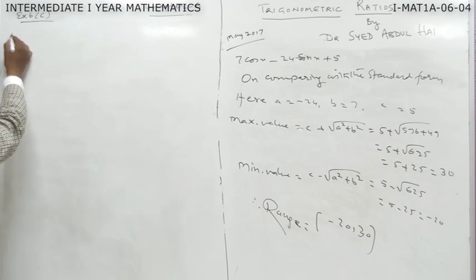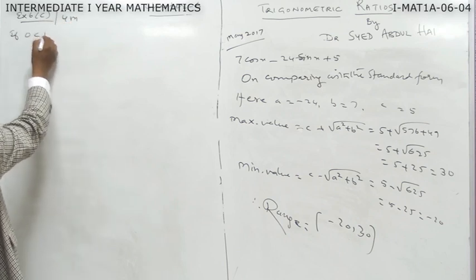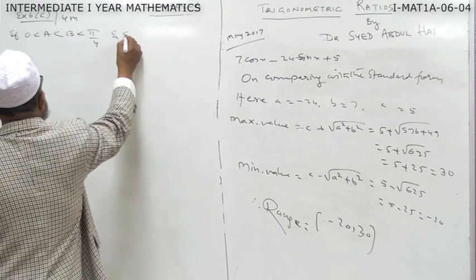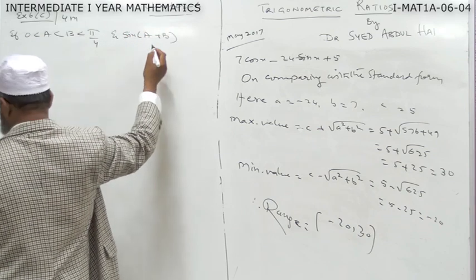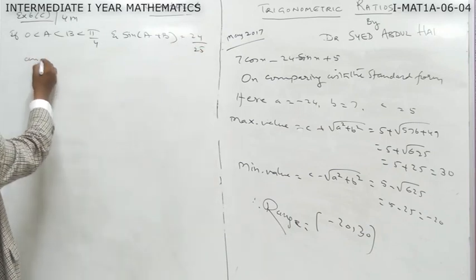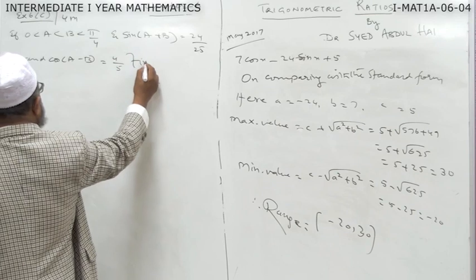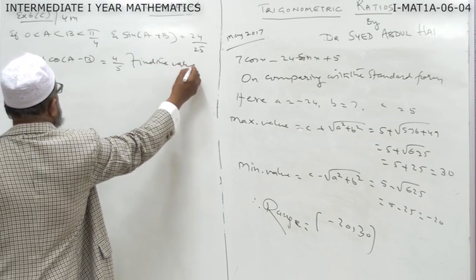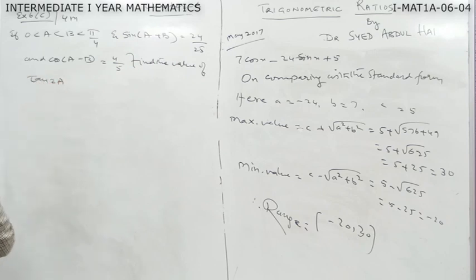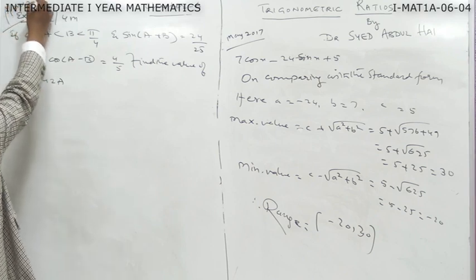If this is a 4 marks question, 0 is less than a is less than b is less than pi by 4 and sin of a plus b is equal to 24 by 25 and cos of a minus b is equal to 4 by 5. Find the value of tan 2a. This was asked in March 2015 examination.